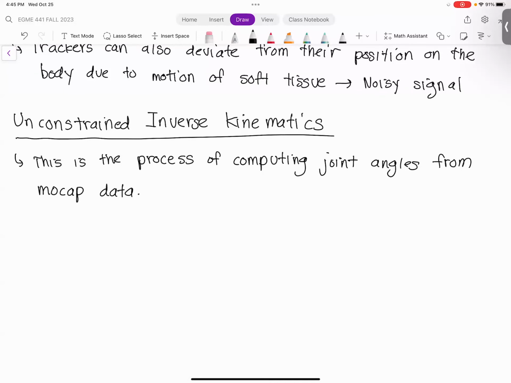And so the idea is this: using mocap data, what we're going to do is assign a coordinate system or a reference frame on each rigid segment of a person's body.